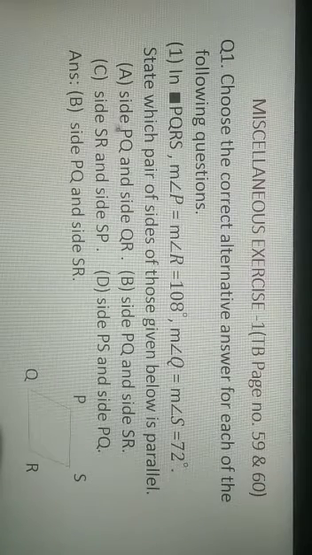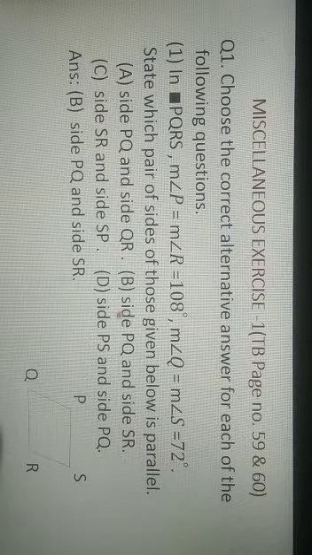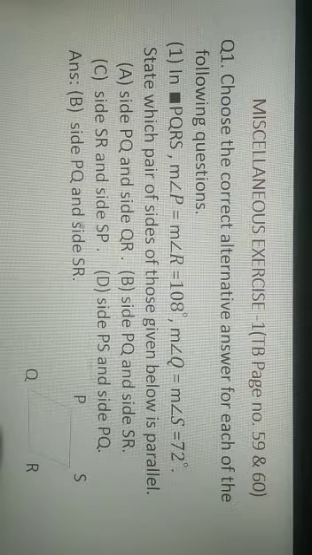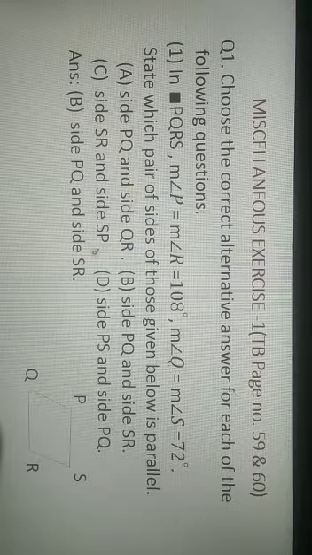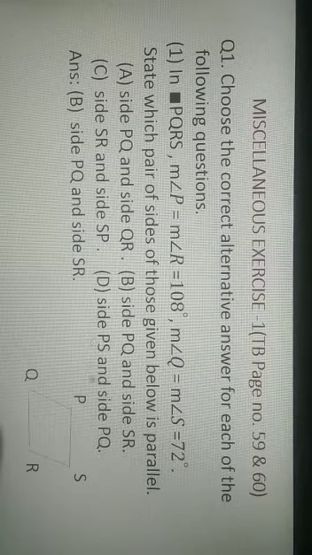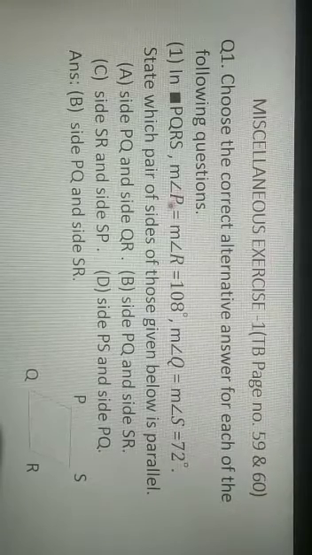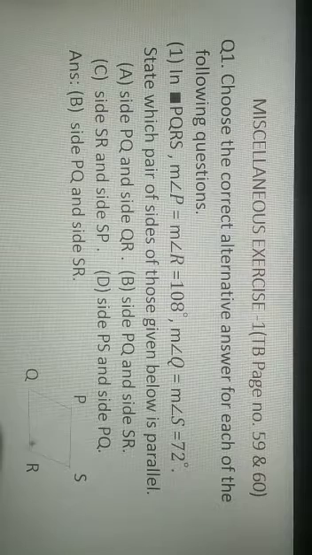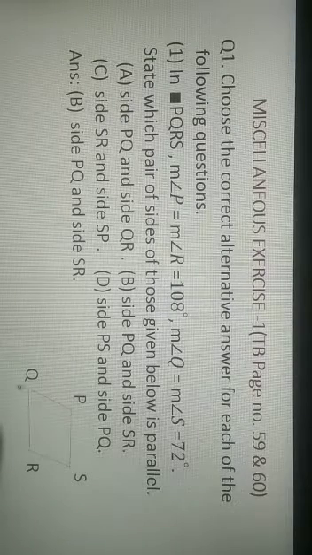A is given as option, side PQ and side QR, and then side PQ and side SR are parallel, or side SR and side SP are parallel, or side PS and side PQ are parallel. From this information, if measure angle P and measure angle R is 108, and Q and S is 72 degree, which sides are parallel?